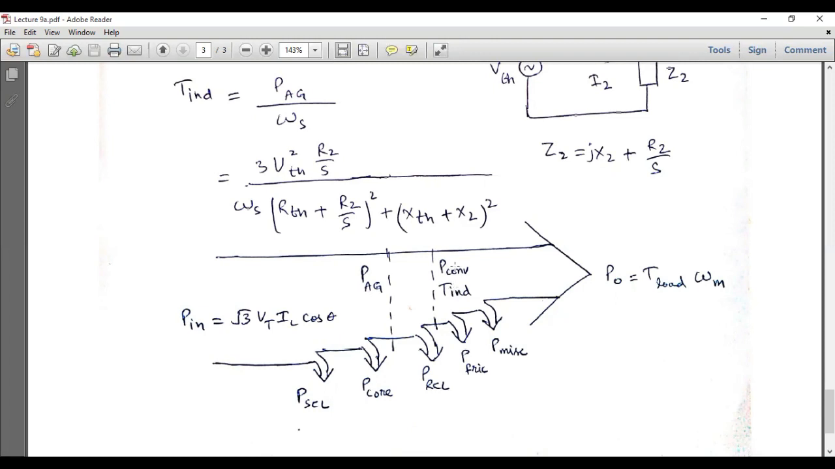And after that point, we have mechanical power. Friction losses and windage losses will appear at this stage, and after this we have other miscellaneous losses. After subtracting all these losses from the input power, we will get the output power.